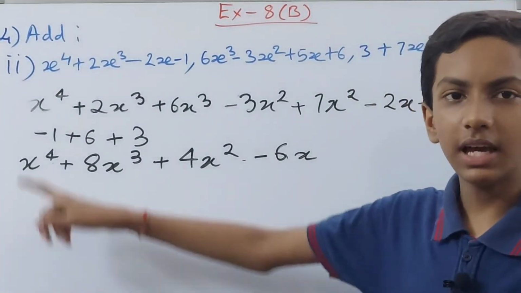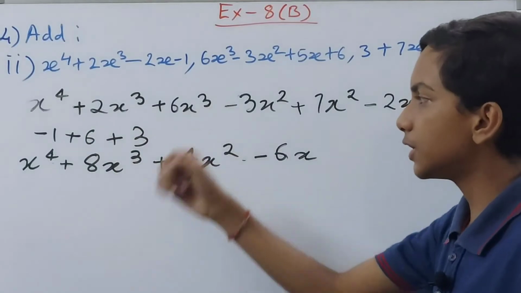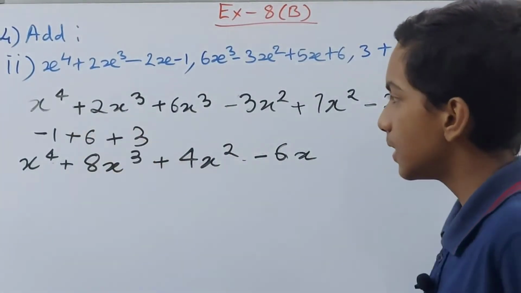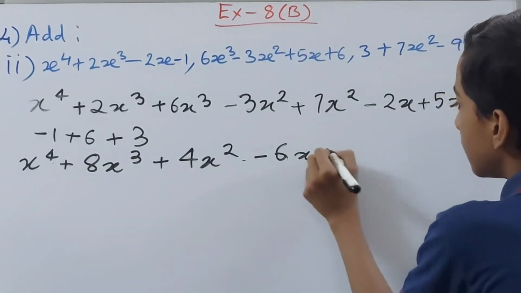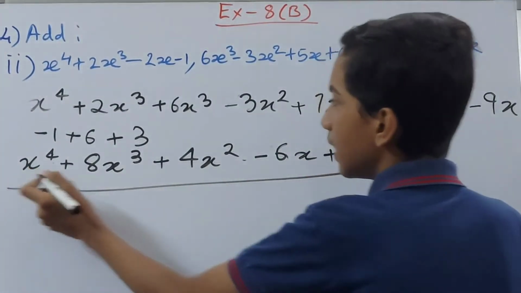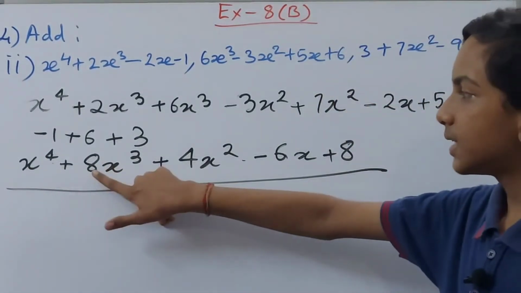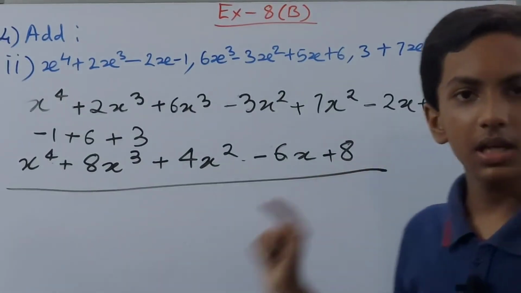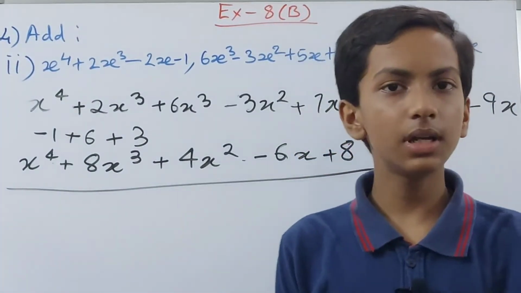And then we have minus 1 plus 6 plus 3. Plus 6 plus 3 is 9, 9 minus 1 is 8. So we just write that down, plus 8. This becomes our answer. x to the power 4 plus 8x cube plus 4x square minus 6x plus 8. This is our answer. Let's move on to the next part.